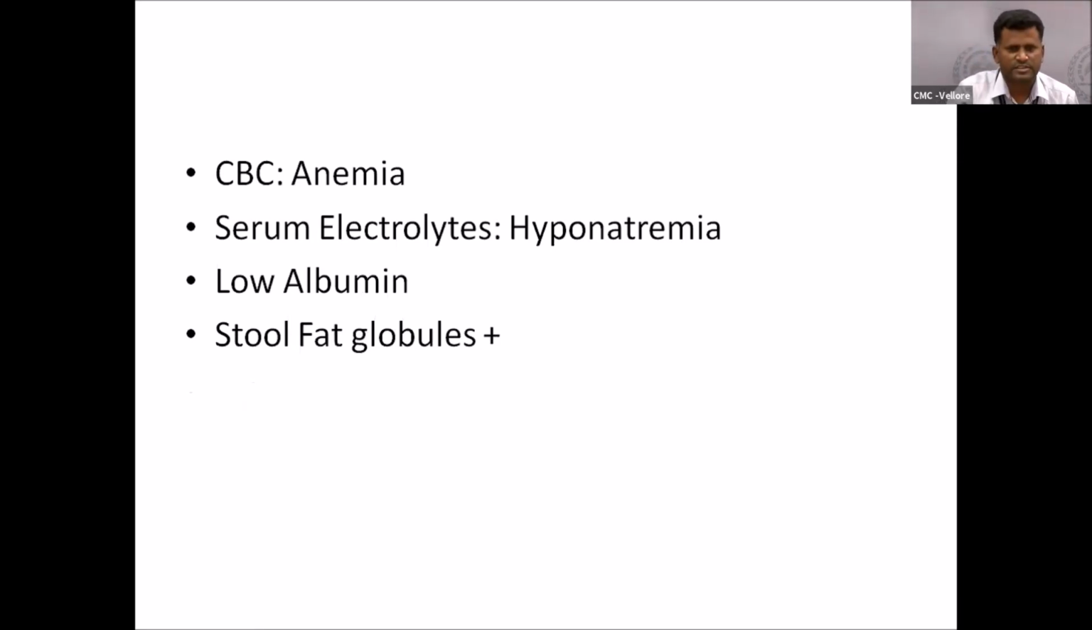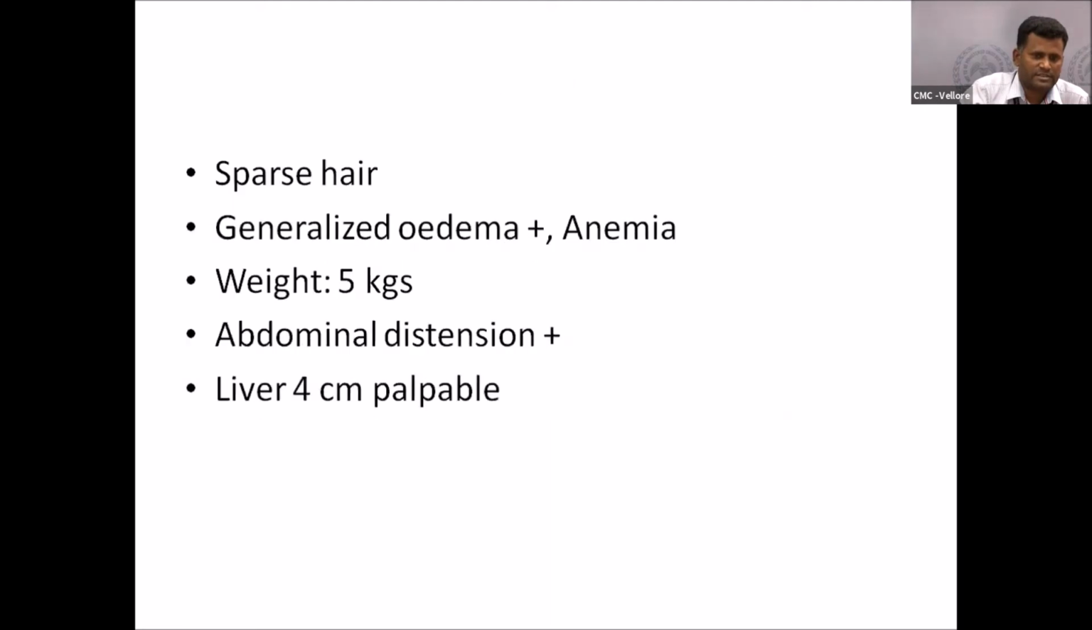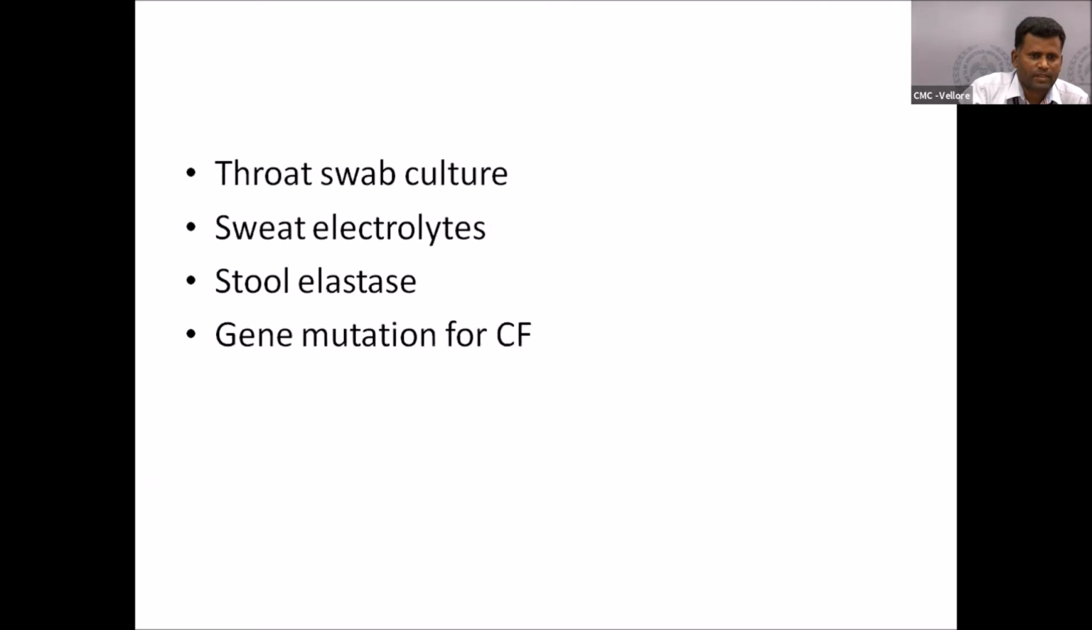Any differential for this child? Who is 5-month-old with poor weight gain and also loose stools, having foul smelling stools, and previous history of LRI, and previous sibling had recurrent episodes of infection. Cystic fibrosis. Yes, you're right. Cystic fibrosis is the differential.